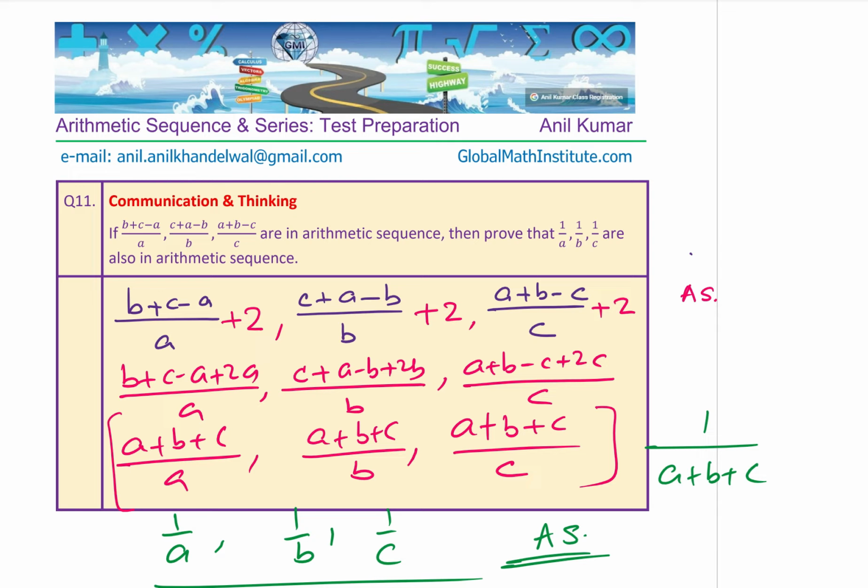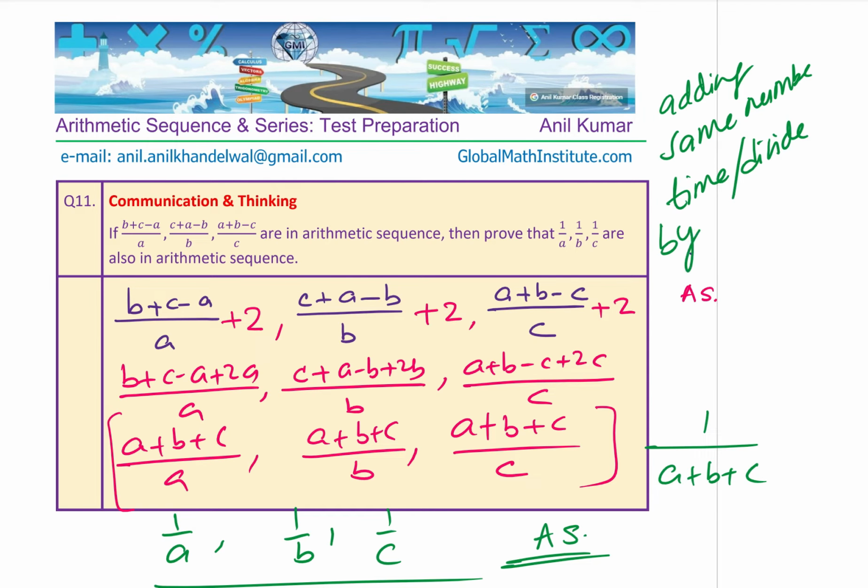So the idea here is that in an arithmetic sequence, adding the same number, or multiplying or dividing by the same number, makes no difference. Do you understand? It keeps an arithmetic sequence as an arithmetic sequence. That is the key here. So that is what we could do to get the solution of this question, right? So I hope you find this very interesting.